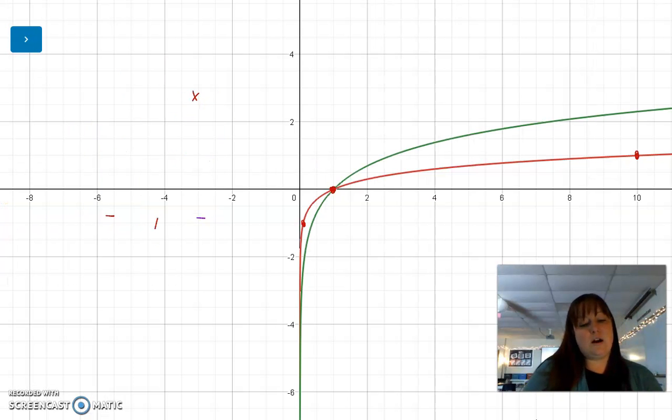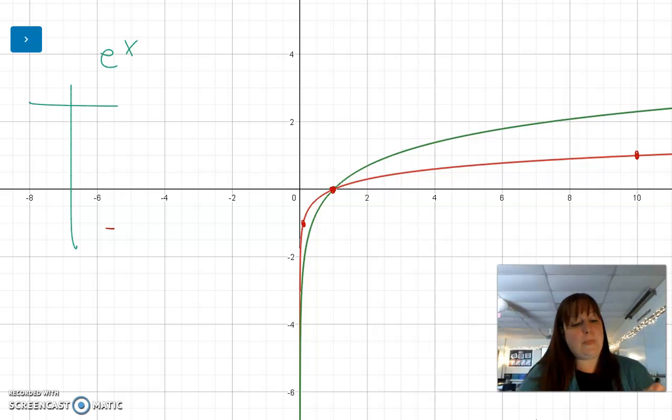Okay, so the natural log is the inverse of e to the x, correct? Yes, Mrs. Barney, it is. Okay. So let's look at e to the x, okay? X's and y's. When I put in 0, I get out 1, just like every other exponential.